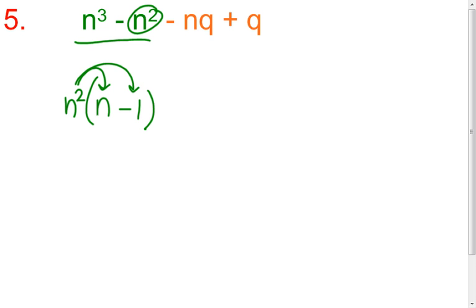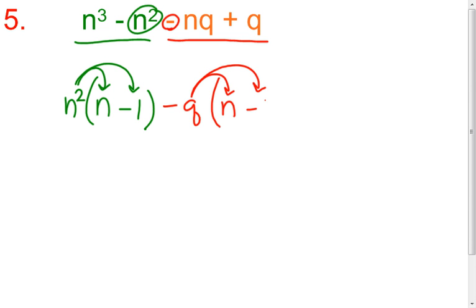Okay? Then, out of here, you can factor a q out. I don't like this first term to be negative, so I'm actually going to factor negative q out. Negative q times n gives me negative nq. Negative q times negative 1 gives me positive q. Again, you have to figure out what you would need to multiply to get this last term back. So don't leave it blank, make sure you put the 1 in there. Okay?